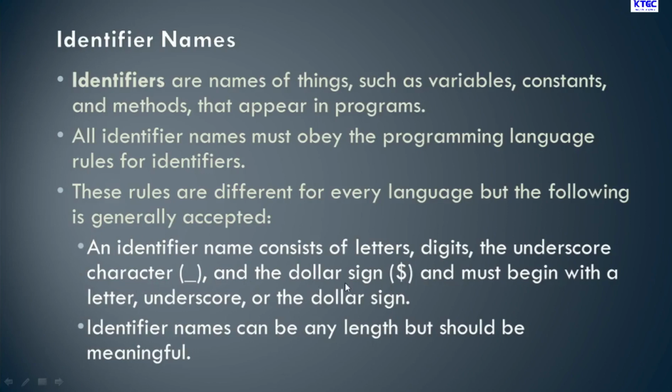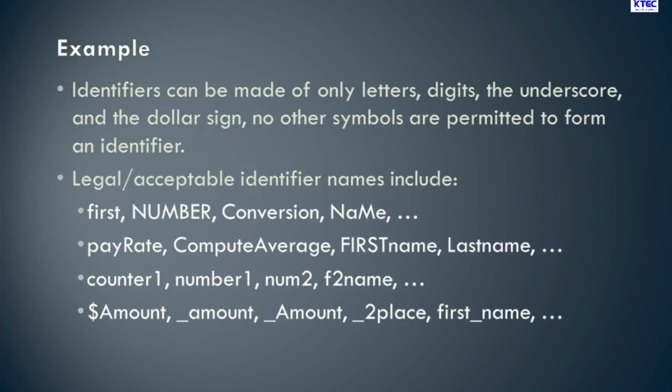But note, don't start naming your variable with a number. It's not valid. We don't start naming a variable with a number. Example, 1name, something like that. It's not valid. Let's proceed and look at the examples. Identifiers can be made of only letters, digits, the underscore, and the dollar sign. No other symbols are permitted to form an identifier. That's what I've already stressed.